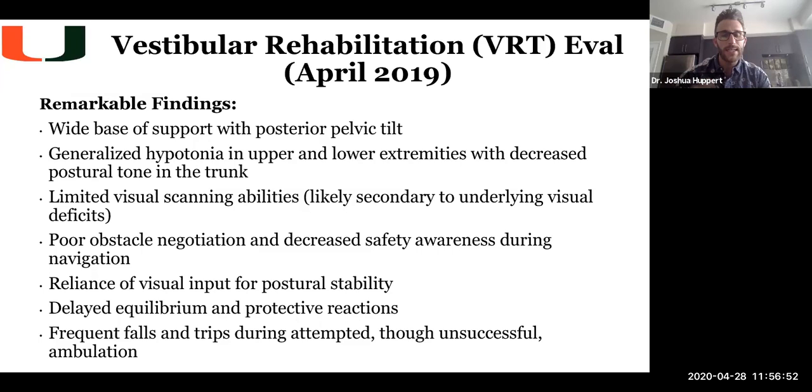She had a reliance on visual input for postural stability, which is sort of fascinating, because we determined that her balance system is not responding very well, and we know she has a pretty significant underlying visual deficit, but the pillars of balance are vision, vestibular, and proprioception. So if proprioception is the only system that's giving potentially reliable input, that's a problem. We know that's not giving good input because she can't walk independently yet. So all three systems that contribute to balance are not doing her a lot of good right now. She has delayed equilibrium and protective responses. Again, that vestibulolimbic connection there. And then she had frequent falls and trips during attempted, though relatively unsuccessful, ambulation.